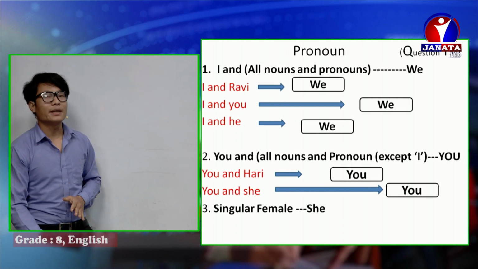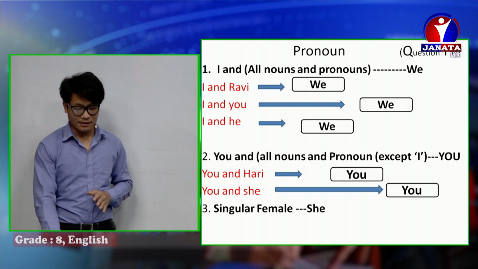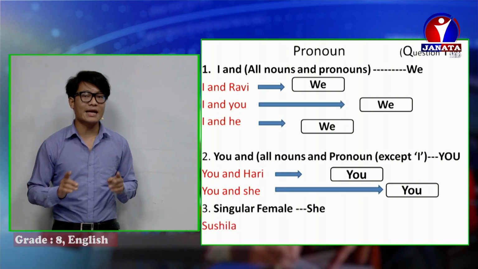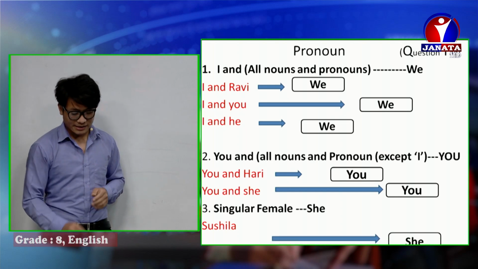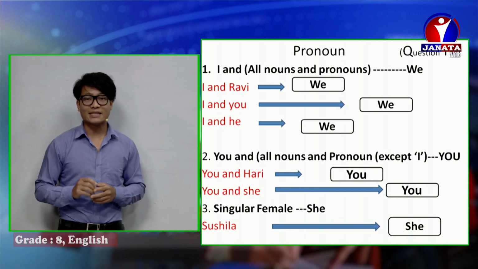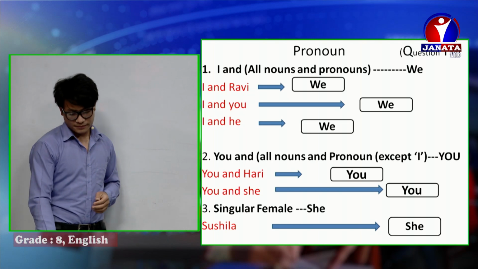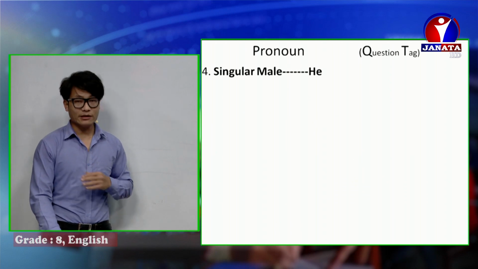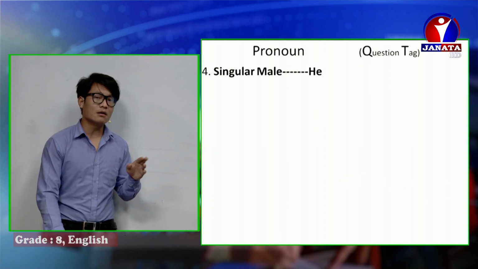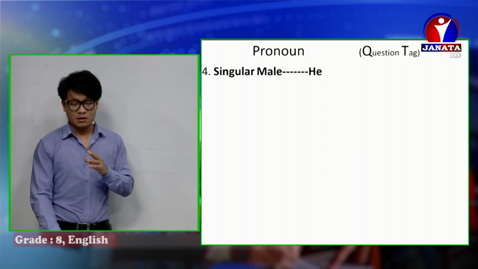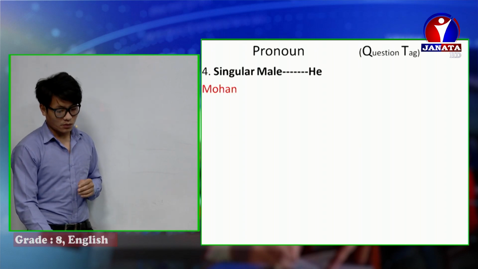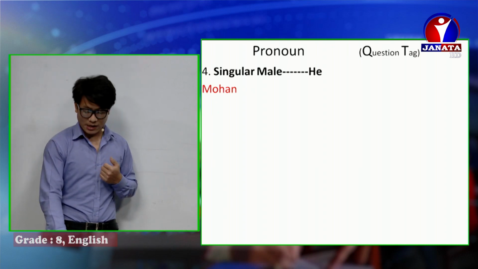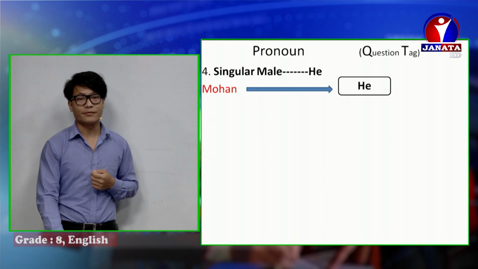Next is a singular female. You know very well, a singular female becomes the she pronoun, and it is Susila. Susila is a singular female, and that's why there should be a she pronoun. Singular male. In the place of a singular male, we use the he pronoun. So you can see Mohan. Mohan is a boy and it's a singular noun. That's why we use he in the place of Mohan.